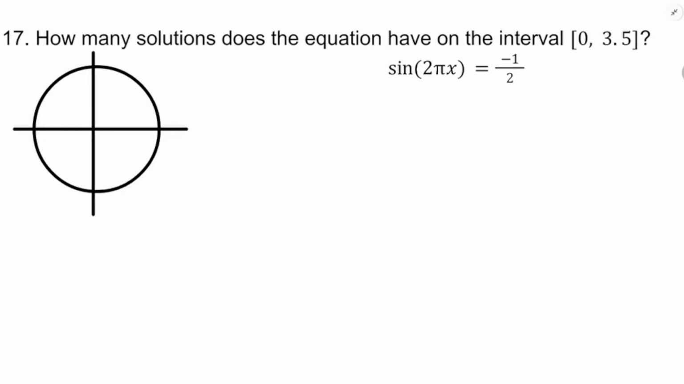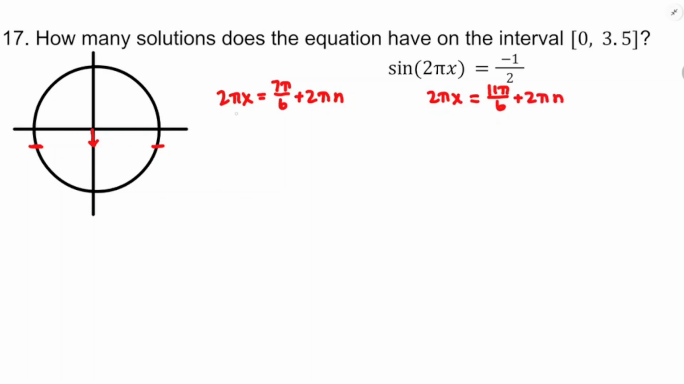Okay, so sine is negative 1/2, not very far down below the x-axis, right here at 7 pi over 6 and 11 pi over 6. So 2 pi x, maybe I'll do this one with the actual general solution. 7 pi over 6 plus 2 pi n, where n is any integer. And then also 2 pi x could equal 11 pi over 6 plus 2 pi n, where n is any integer.